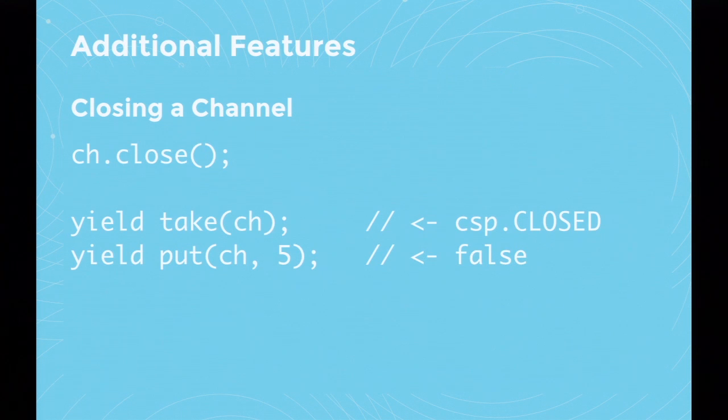You can close a channel, which is basically like a signal. So when you close a channel, if you try to take from that channel, you'll get back a special object, CSP.closed, which you can compare to CSP.closed to see if the channel closed, if you're blocked on it to take. And if you try to put on a closed channel, then you'll just get back false. So that way you can conditionally do operations if a channel has closed or not.